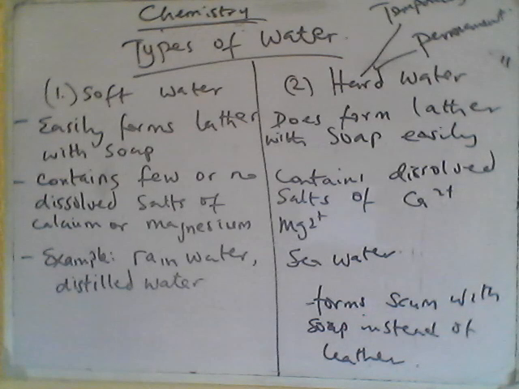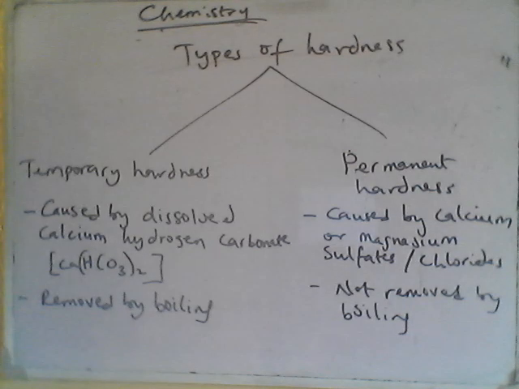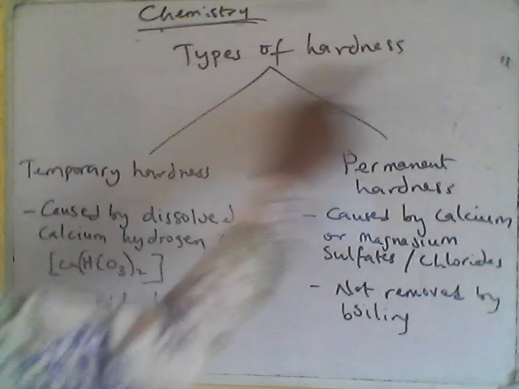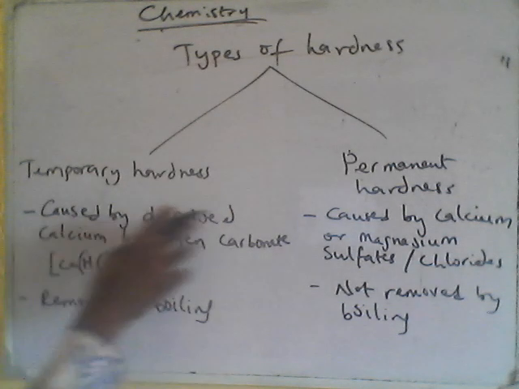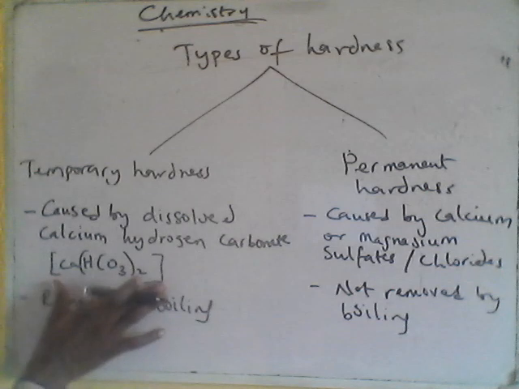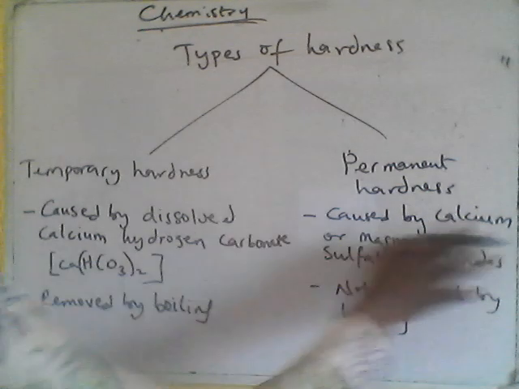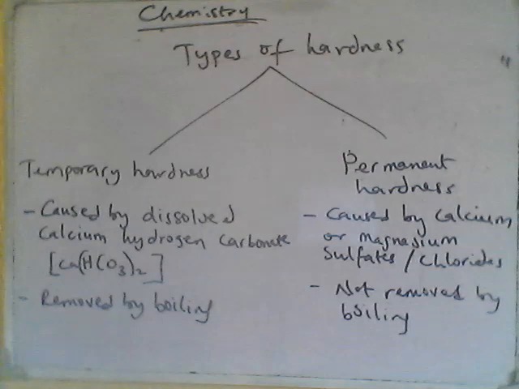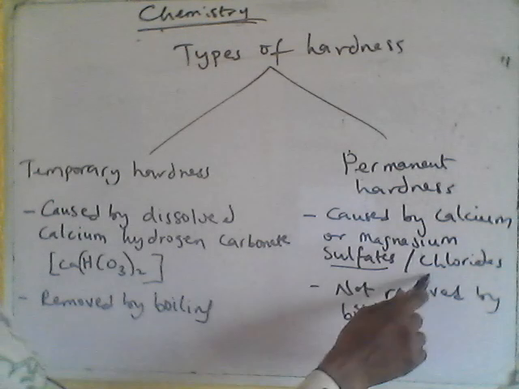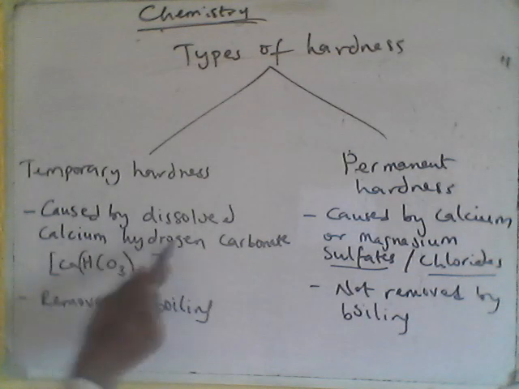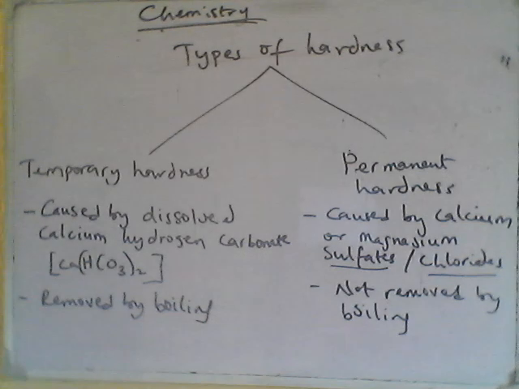So how do we get temporary hardness? Okay, let me just break it down. Let me put it down on the board. So on the board I have the types of hardness: temporary hardness and permanent hardness. Temporary hardness is caused by dissolved calcium hydrogen carbonate. This is the compound. While permanent hardness is caused by calcium or magnesium sulfates or chlorides. So you see the change here. The change here is the sulfates of calcium or magnesium, or chloride, while this one is hydrogen carbonate of calcium.